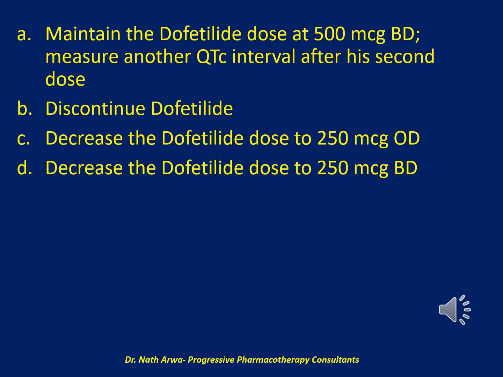Would it be A. Maintain the dofetilide dose at 500 micrograms orally twice daily, measure another QTc interval after his second dose, or B. Discontinue dofetilide, or C. Decrease the dofetilide dose to 250 micrograms orally once daily, or would it be D. Decrease the dofetilide dose to 250 micrograms orally twice daily? I will give you 10 seconds to choose the correct answer to this question from the listed options.